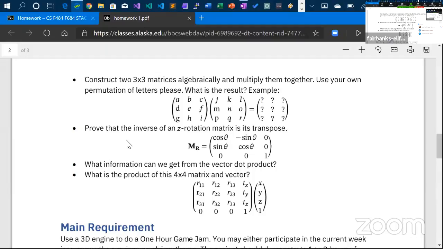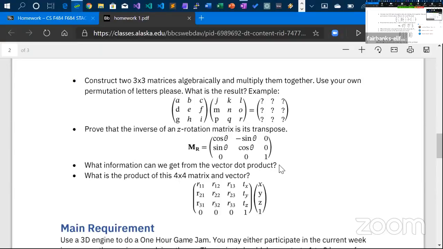How do you do the inverse of, say, a rotation matrix? Talking about vector dot products, what is the most important piece of information from a dot product, as far as we're concerned? And then what's the product of a 4x4 matrix and a vector of this type? This is very important for transformations. Like, how do you actually rotate points in 3D space? This is a critical part of that.